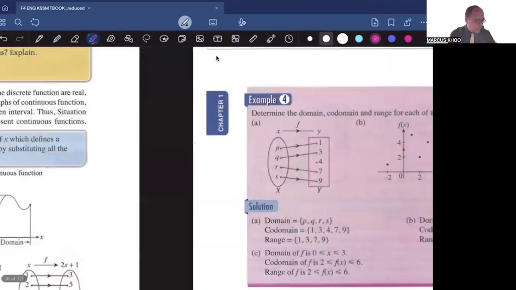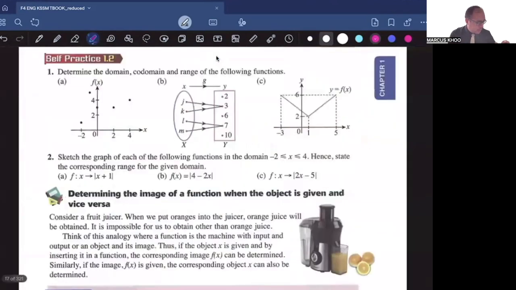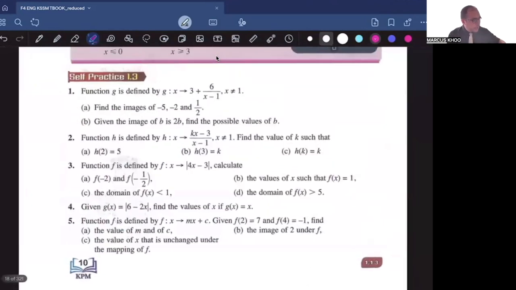So let's take a look at this example that we are now looking at. Function g is given as this over here. In this particular case, I'm going to rewrite this as g(x) equals 3 plus 6 over x minus 1. Take note that the x over here and the x over here. The function is g(x), the function is 3 plus 6 over x minus 1. X is the object. So now we want to find the image, which is the first question.